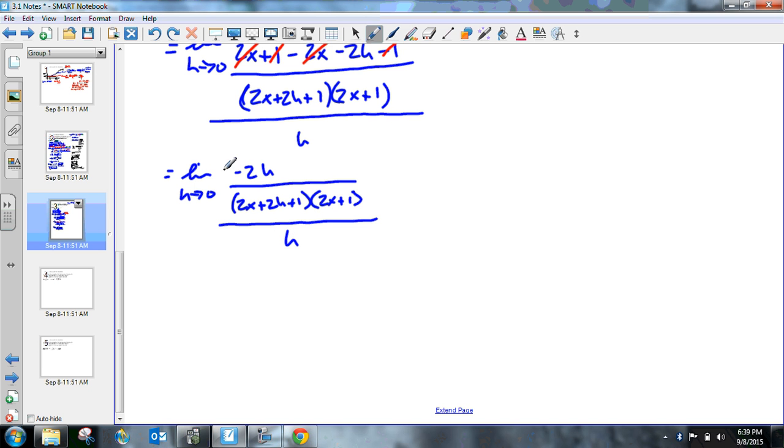Okay, right here. All right, so I've got this top fraction here. I've got one fraction in my numerator, and we're just dividing that by h. Dividing by h is the same thing as multiplying by the reciprocal. Hopefully this is the step that doesn't screw you up.